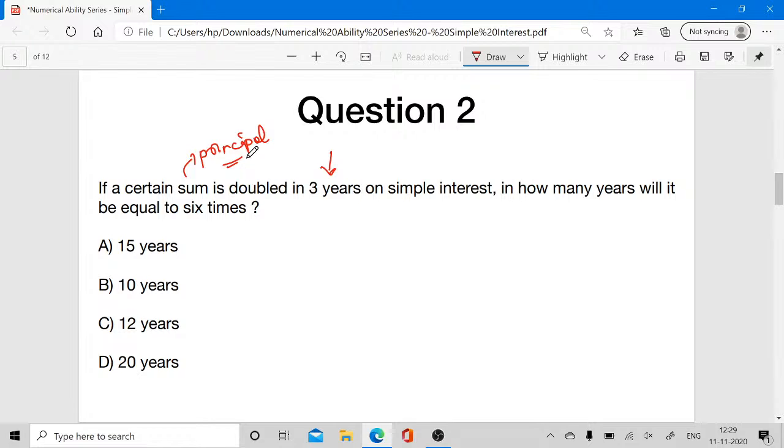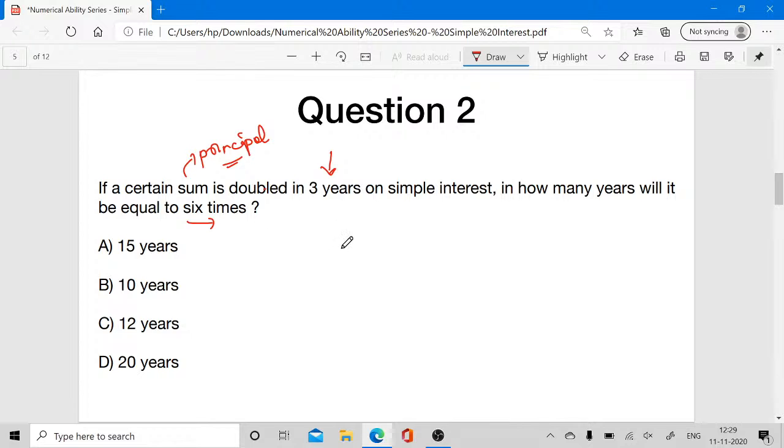Certain sum is there. It is doubled in 3 years on simple interest. 3 साल के बाद वो डबल हो जाता है. सिंपल इंटरेस्ट डालने के बाद 3 साल के बाद वो सर्टेन प्रिंसिपल जो है वो डबल हो जाता है. So in how many years will it become equal to 6 times? डबल है तो 6 टाइम्स कितना होगा, कितने सालों में it will be equal to 6 times.